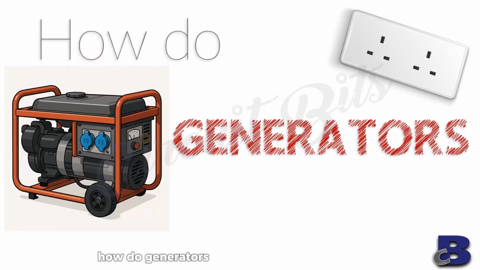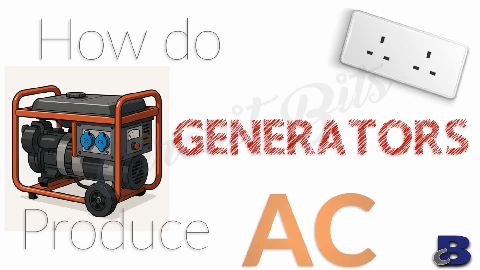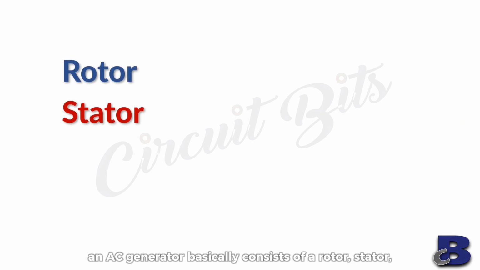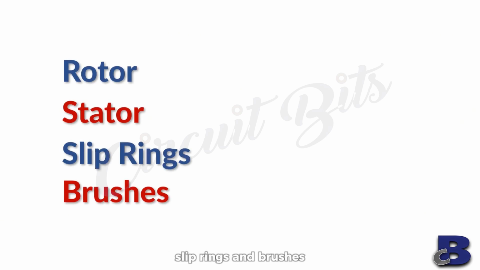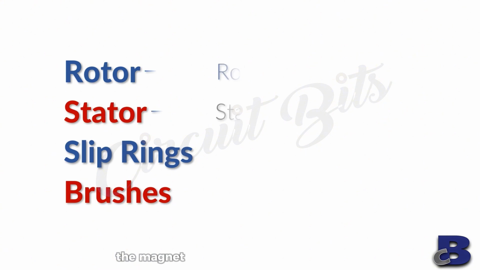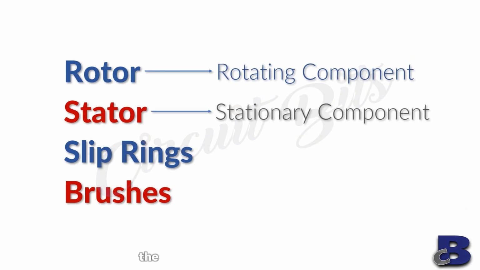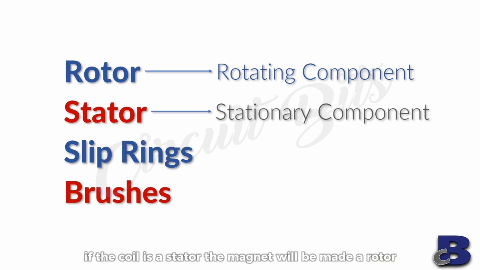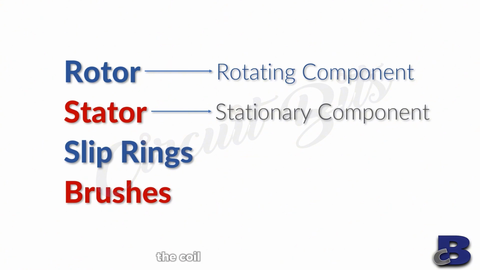How do generators produce alternating currents? An AC generator basically consists of a rotor, stator, slip rings, and brushes. The magnet and coil can be either a stator, the stationary component, or a rotor, the rotating component. If the coil is a stator, the magnet will be made a rotor. And if the magnet is a stator, the coil will be made a rotor.